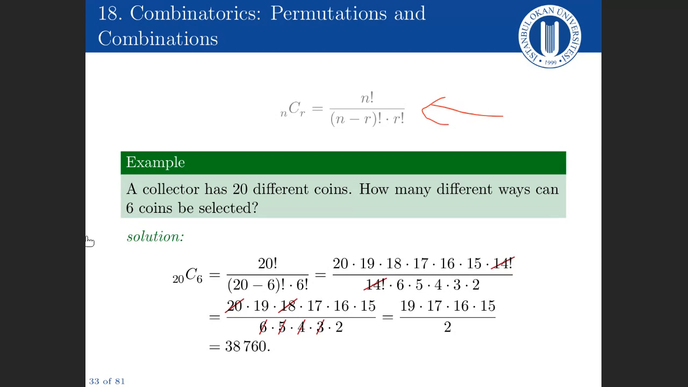Example. A collector has 20 different coins. How many ways can 6 coins be selected? There's a total of 20 coins, and we're going to choose 6 coins. So we have 20 choose 6. We put 20 and 6 into our formula: 20 factorial divided by 20 minus 6 factorial multiplied by 6 factorial. And when we calculate this, we get our answer, 38,760.